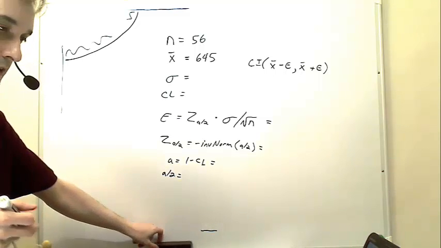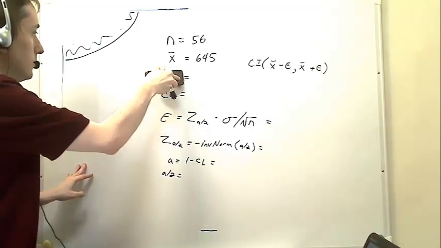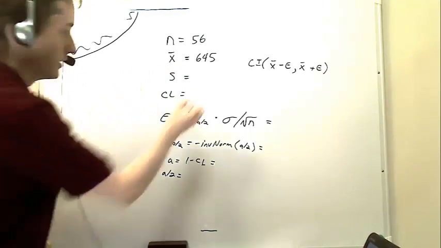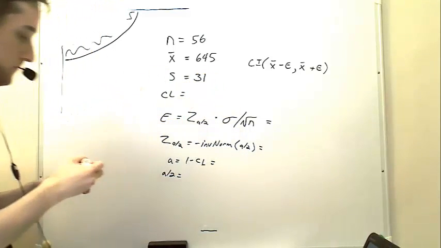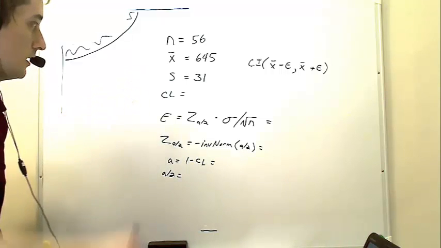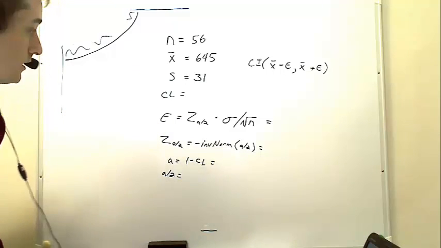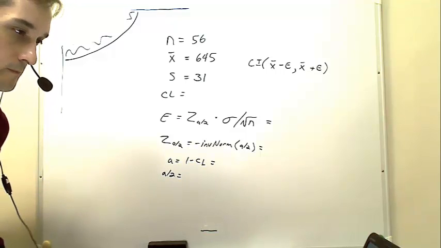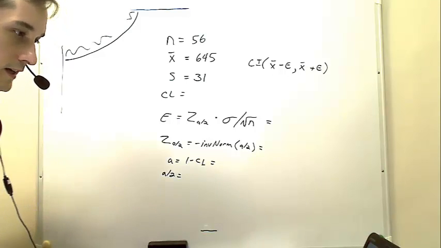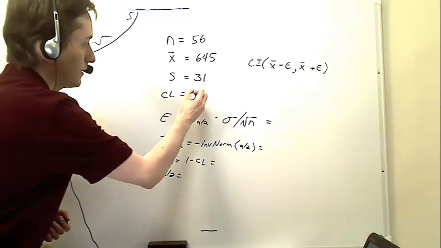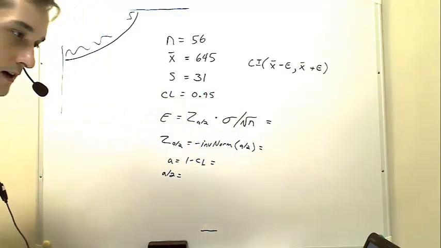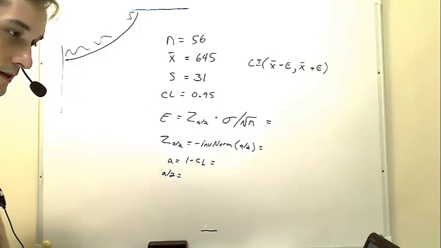I think they're saying that that is the sample standard deviation, which we designate with S. That's 31 hours. So sigma is what we use for population standard deviation, S is what we use for sample standard deviation. Use this sample data to construct a 95% confidence interval for the mean of all such light bulbs.